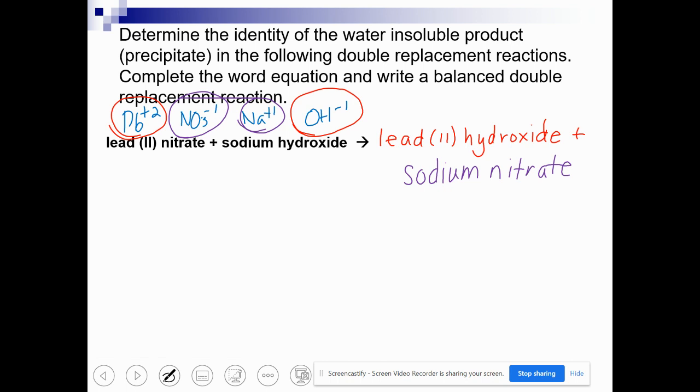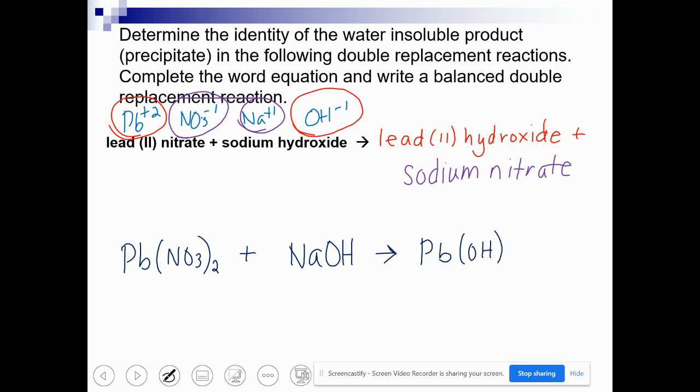Now I can write formulas for everything. For the lead nitrate, lead is +2 and nitrate's -1, so I need 2 of my nitrates. Sodium and hydroxide are +1 and -1, so I just need 1 of each. After the arrow, I have lead hydroxide. Lead's +2, hydroxide's -1. And then I have sodium nitrate, +1 and -1. So I just need 1 of each.